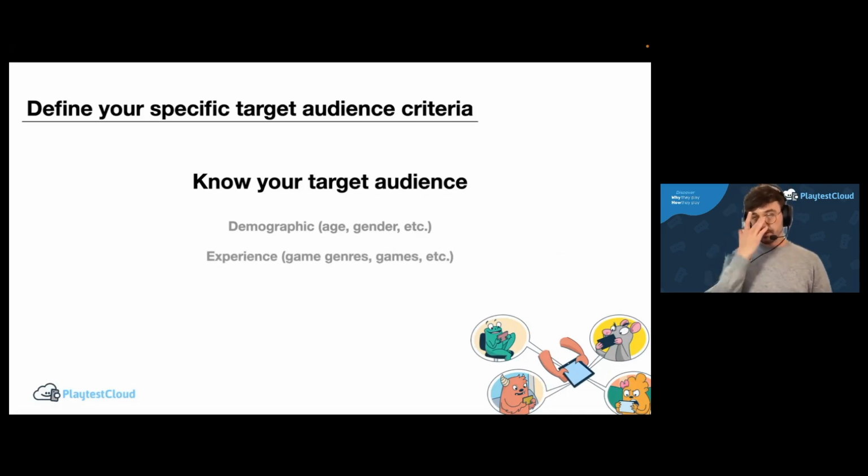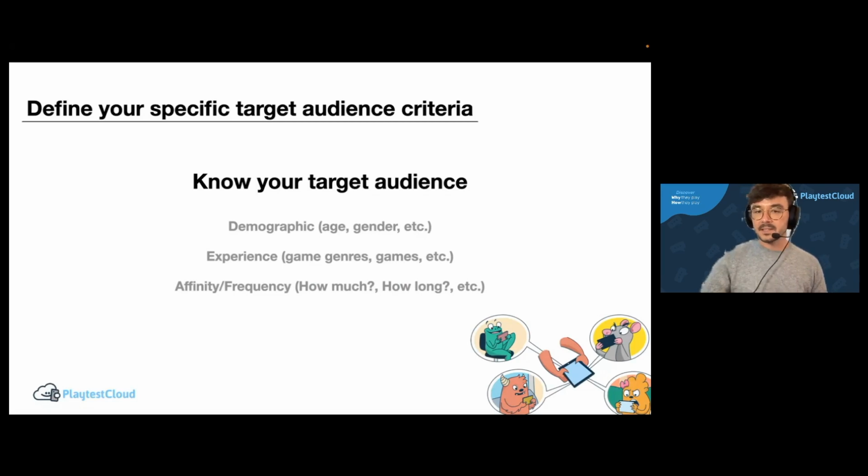But not only, you also have what we call experience information from players. I'm thinking about: is a player experienced with a specific game? Are they often playing a type of game genre? This is also a type of information that is important for you to collect before you start your screening. And the last one, I think, is also very important. It's the level of affinity or frequency of usage towards a game.